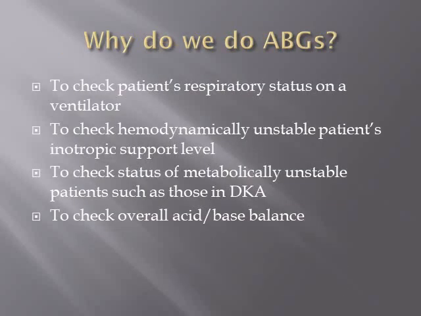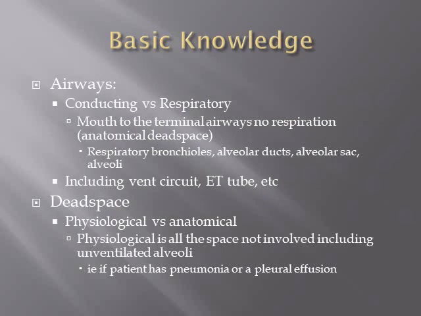So why do we do ABGs? We just want to check on a patient's respiratory status on the ventilator. We also want to check the hemodynamically unstable patient's inotropic support level. So if you had a patient who's on like dopamine or dobutamine, digoxin, or another inotrope, it's always good to see how well you're doing after you start them on that drip. Also, we do them fairly often for metabolically unstable patients like DKAs. And sometimes you just need to check the overall acid-base balance, like with your patients who have COPD and they're possibly having an exacerbation. So just some basic stuff.